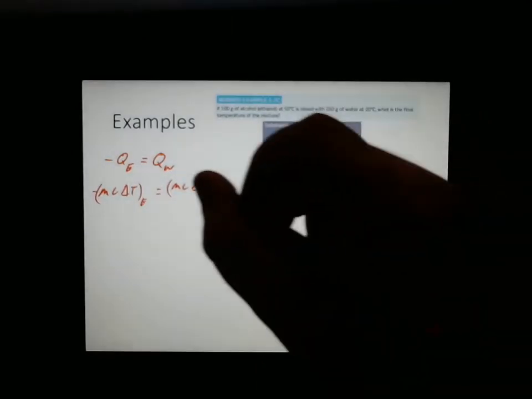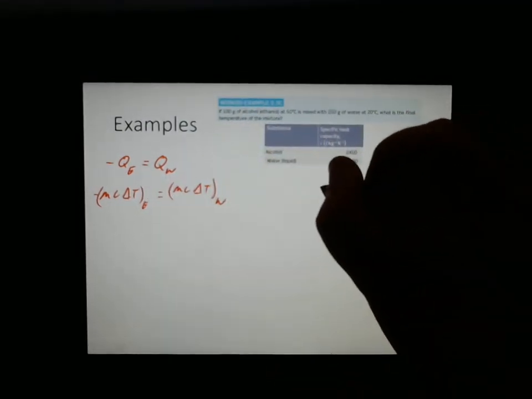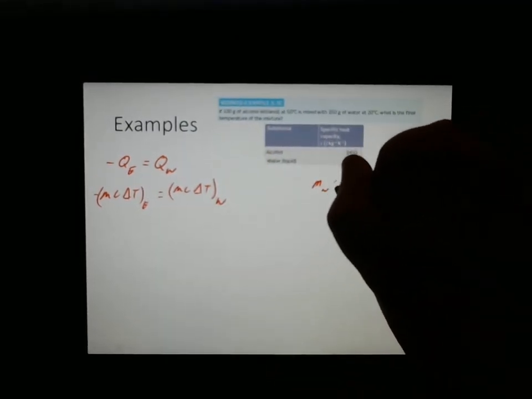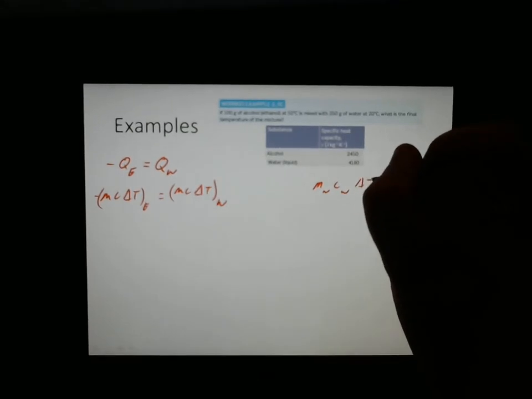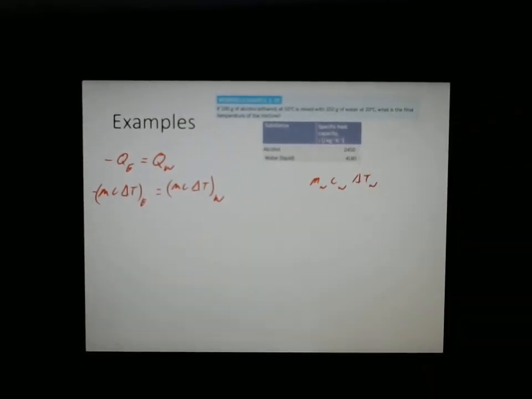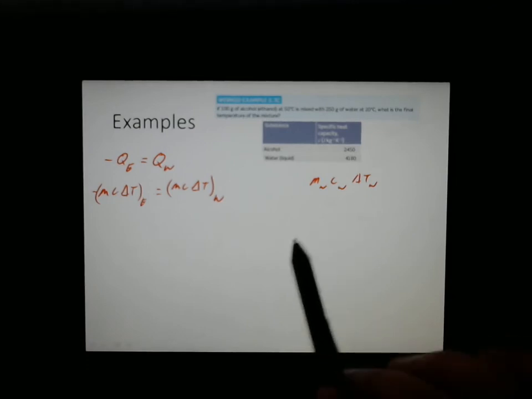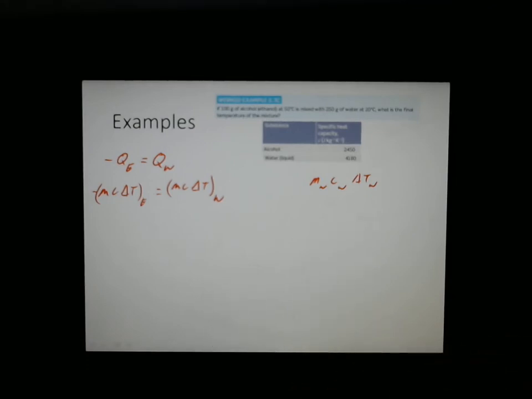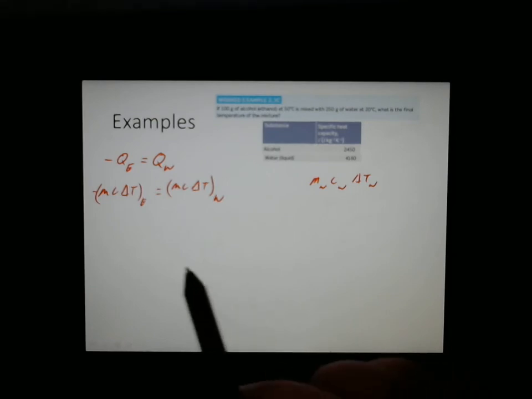Just to show you what I mean by propagating that out, some people will go MWCW delta T W, and sometimes they'll even expand the delta T and do TF take TIW. I just find that's too much work to do. It means the same thing as long as you're not confused by it. If you'd rather do that, feel free, but I'm just trying to save you guys a bit of hassle down the track. So having looked through our formula, we have our mass.